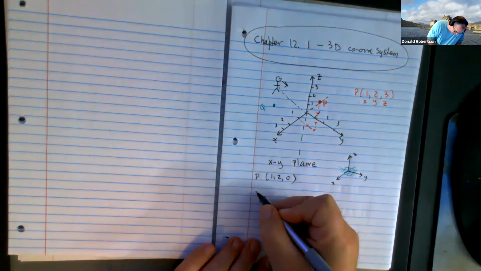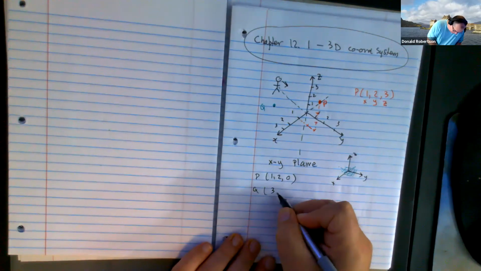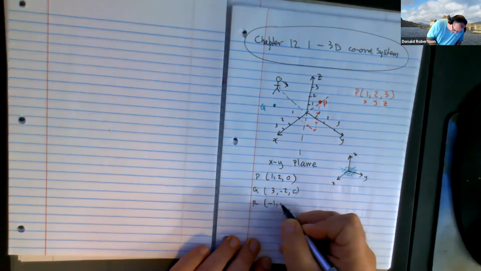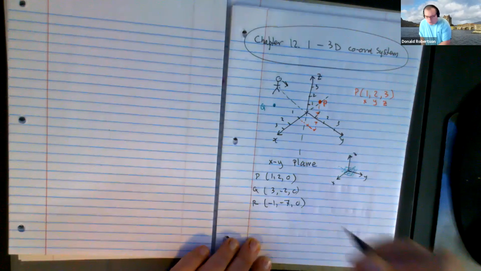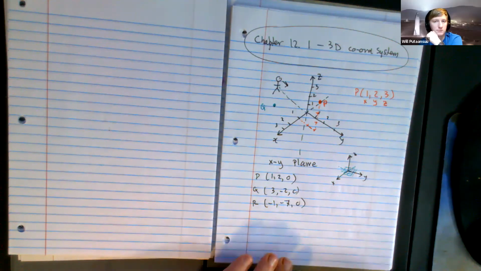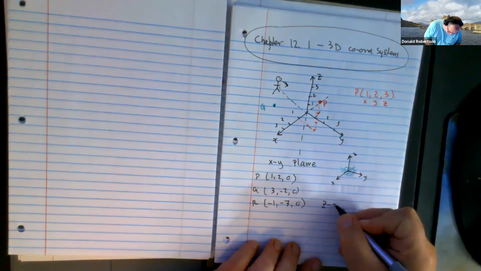Here's another guy. And here's the last one. What do you know about the coordinates of all the points who lie on the XY plane? Z is 0. No, their Z coordinate is 0.